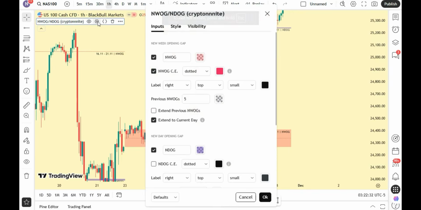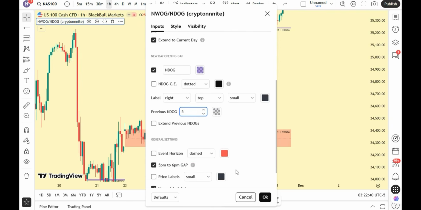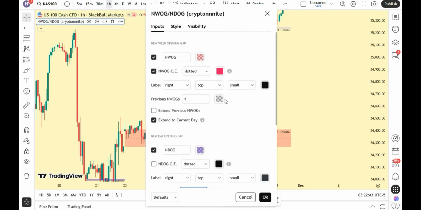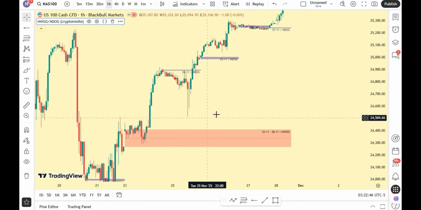First, it's better to keep the settings like this. You should always have one new week opening gap on your chart, and at most 5 new day opening gaps marked. This is actually what Michael himself recommends. Now let's take a look at how price reacts to them.